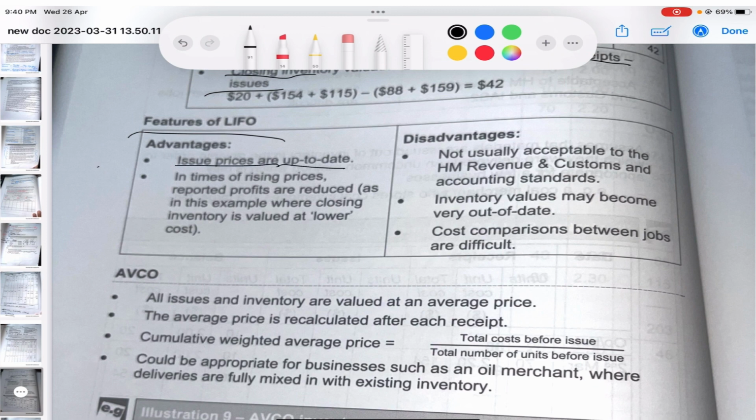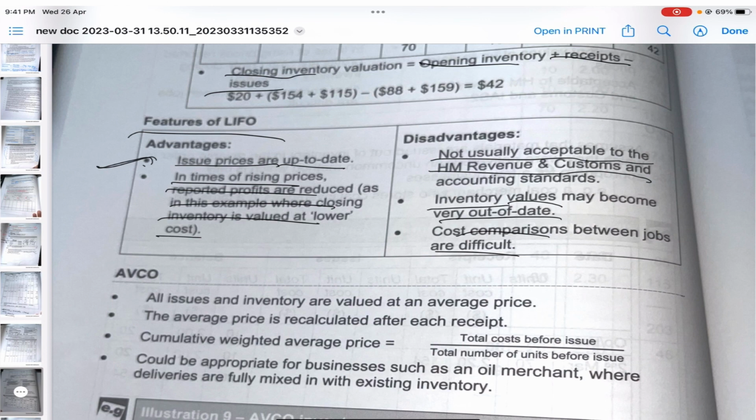Advantages: issue prices are up to date. So as I told you, the last in prices is going to be more or less closely related to my current market price. In the times of rising prices, reported profits are reduced. Not really acceptable to HM Revenue and Customs and accounting standards. So my accounting standards don't really like the LIFO method. They believe more in my FIFO method. Inventory values can be very out of date. Cost comparisons between jobs will be difficult. So that's it with my LIFO method.